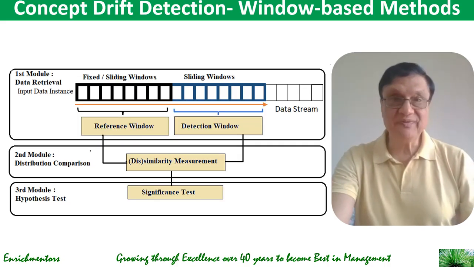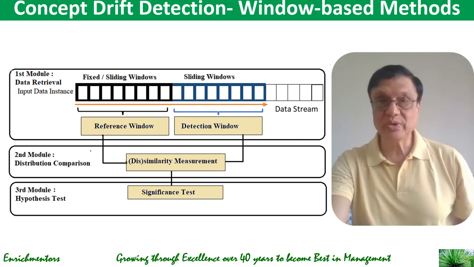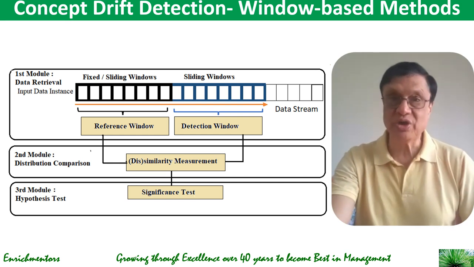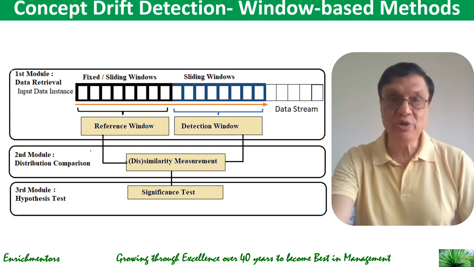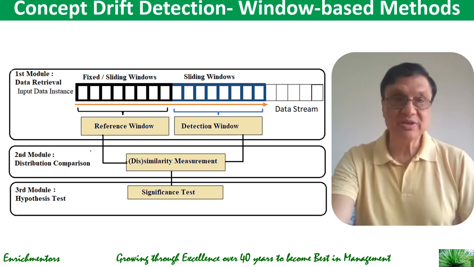Concept drift detection is a windows-based method. Windows, not the MS Windows. It divides the incoming stream of data into fixed size windows or sliding windows, and you monitor model behavior within each of these windows. You measure changes in model performance metrics like accuracy, F1 score, etc. over time and detect significant deviations from the historical performance. That's the windows-based method for concept drift detection.